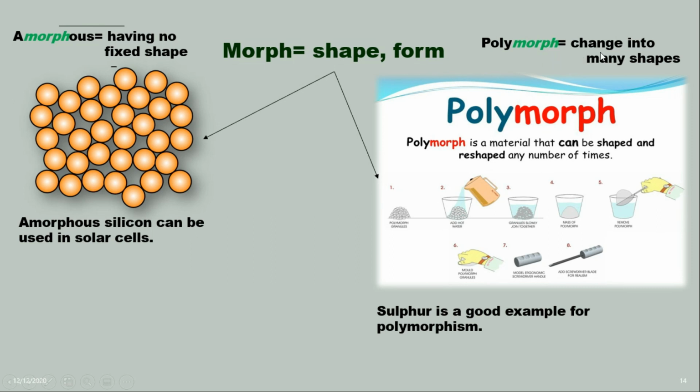Polymorph means change into many shapes. Polymorph is a material that can be shaped and reshaped any number of times. Sulfur is a good example for polymorphism. Again, let us look at the meanings of two different words here. Amorphous, having no fixed shape. Polymorph, change into many shapes.